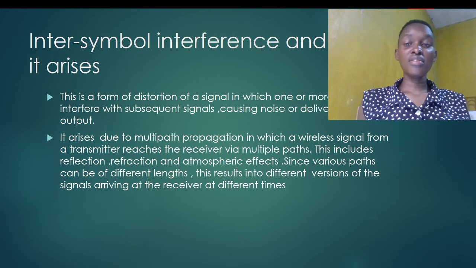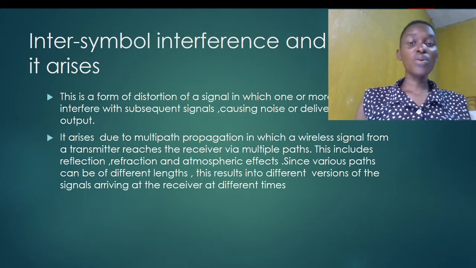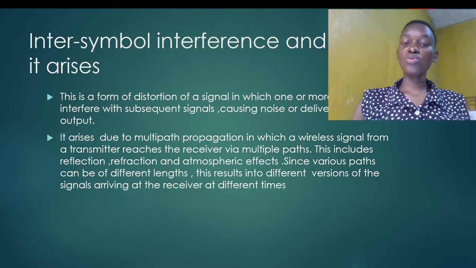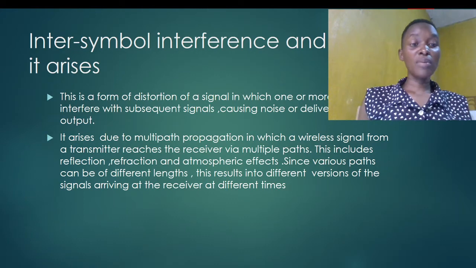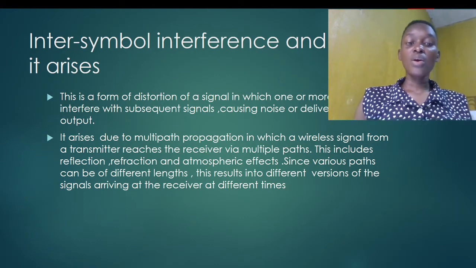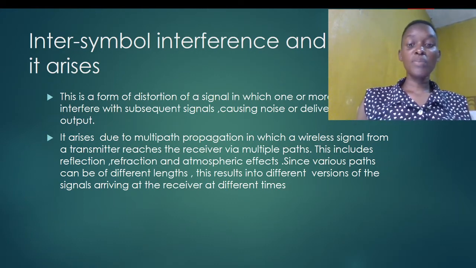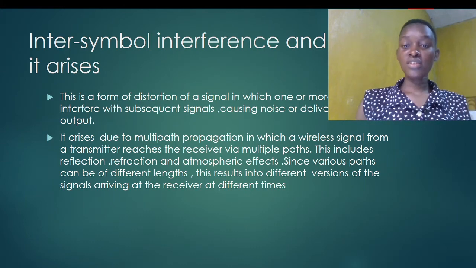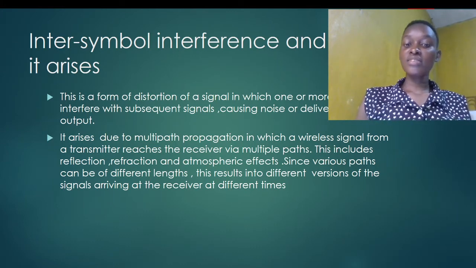Then intersymbol interference is the distortion of signals in which one or more symbols interfere with subsequent signals, causing noise or delivering a poor output. And when you talk about how it arises, it arises due to multipath propagation, in which a wireless signal from a transmitter reaches the receiver via multiple paths.